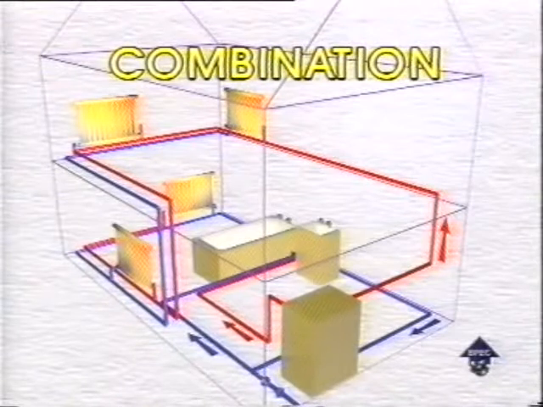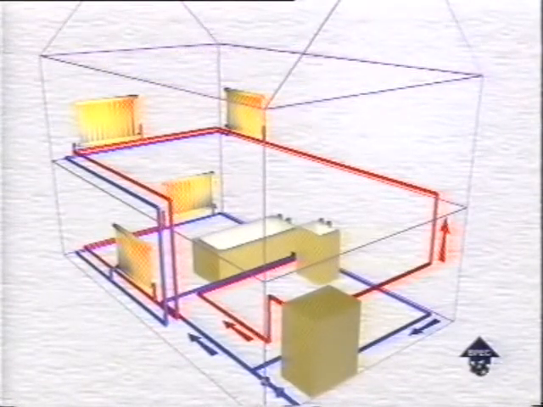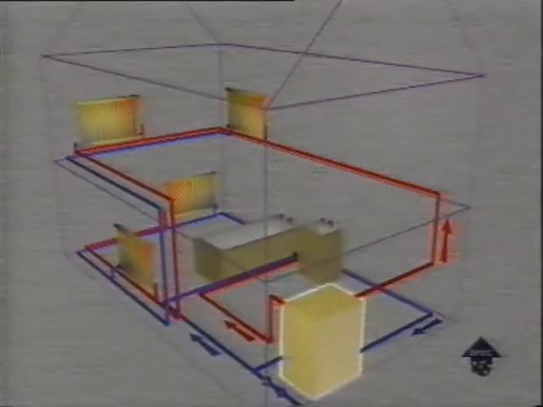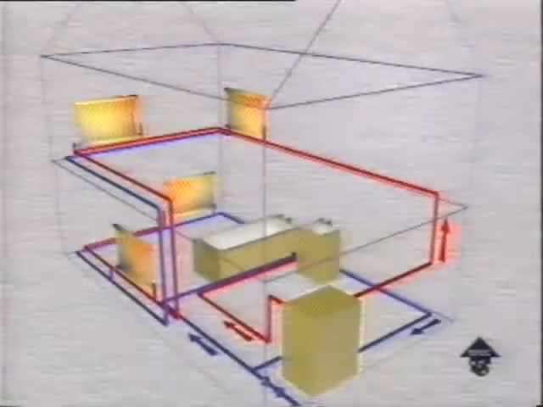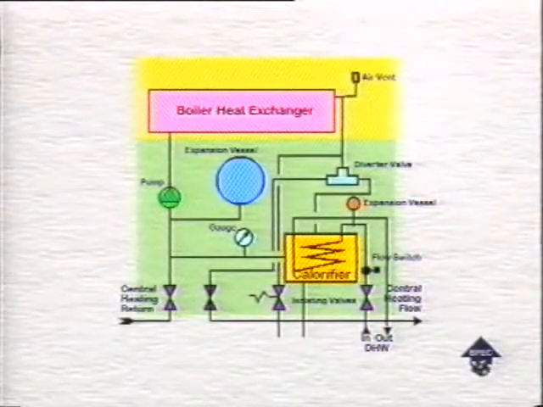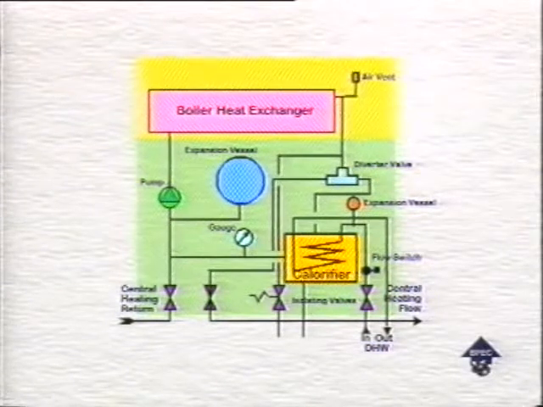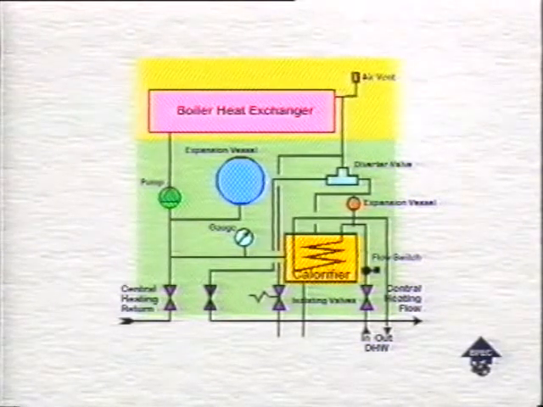Another possibility is the combination system. This is one in which both central heating and domestic hot water are combined in the one boiler. That means there's no need for a separate cylinder and all the pipework that goes with it. In this system, when domestic hot water is needed, the mains water flows through a calorifier, gets heated by the water surrounding it, and is delivered to the open tap.